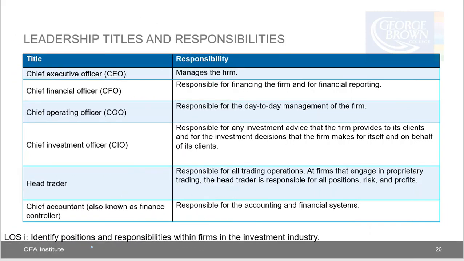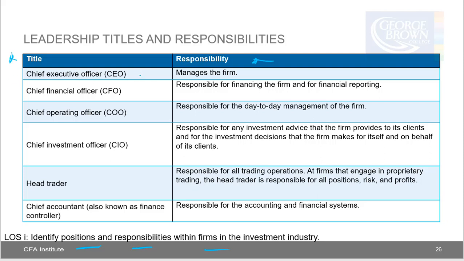Okay, moving on now to Learning Outcome Statement I. Learning Outcome Statement I is identify positions and responsibilities within firms in the investment industry. So the next two slides, we're going to look at some titles and we're going to look at some responsibilities. So obviously a question on the exam would give you the responsibility and you'd have to match it up, most likely or least likely, with the title. Okay, so you kind of have to memorize not only the title but also the responsibilities. And it's important to understand that in many firms, especially smaller ones, some people can hold multiple titles. For example, the chief investment officer of many investment management companies may also be the chief executive officer. So that's important to understand. You could be a CIO/CEO, okay?